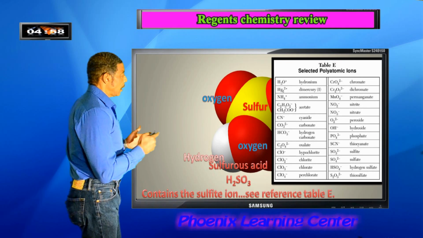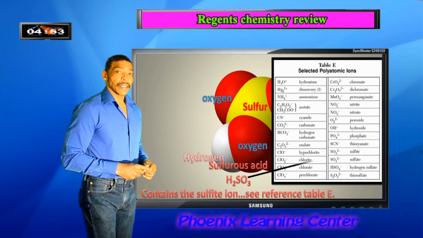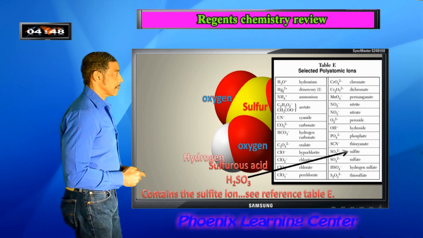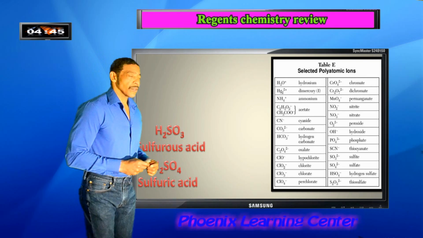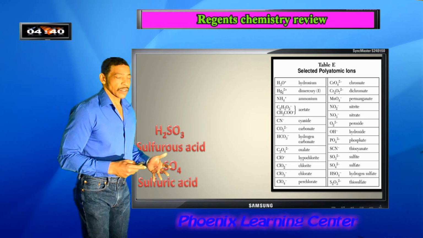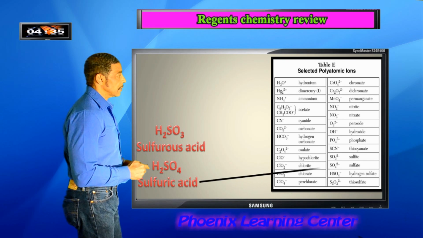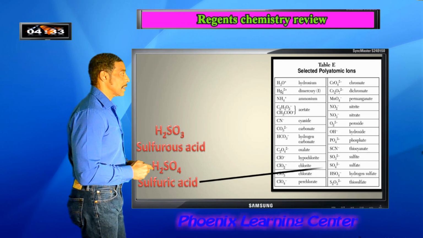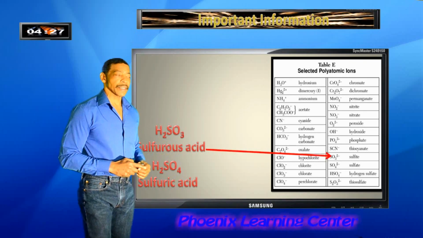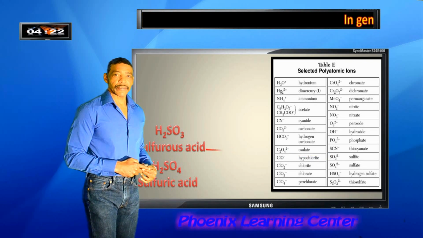And H2SO3 contains the sulfite polyatomic ion. Therefore, the name of this acid will be sulfurous acid. In general, the more oxygens a polyatomic ion contains, the stronger the acid will be. So H2SO4 contains the sulfate polyatomic ion, and H2SO3 contains the sulfite polyatomic ion. H2SO4 will be the stronger acid.